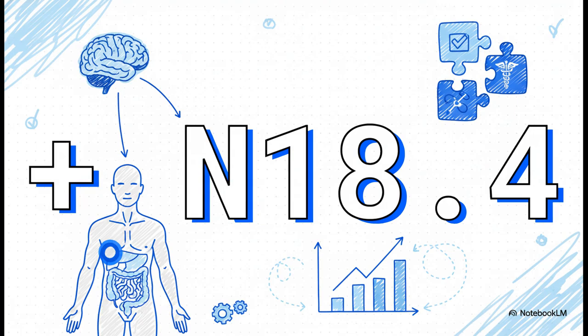But hold on, we're not done yet. E10.22 doesn't tell us the stage of the kidney disease. For that extra detail, the guidelines tell us to use an additional code. N18.4 specifically points to stage 4 chronic kidney disease. Now, with both of those codes together, the clinical picture is totally complete and precise.